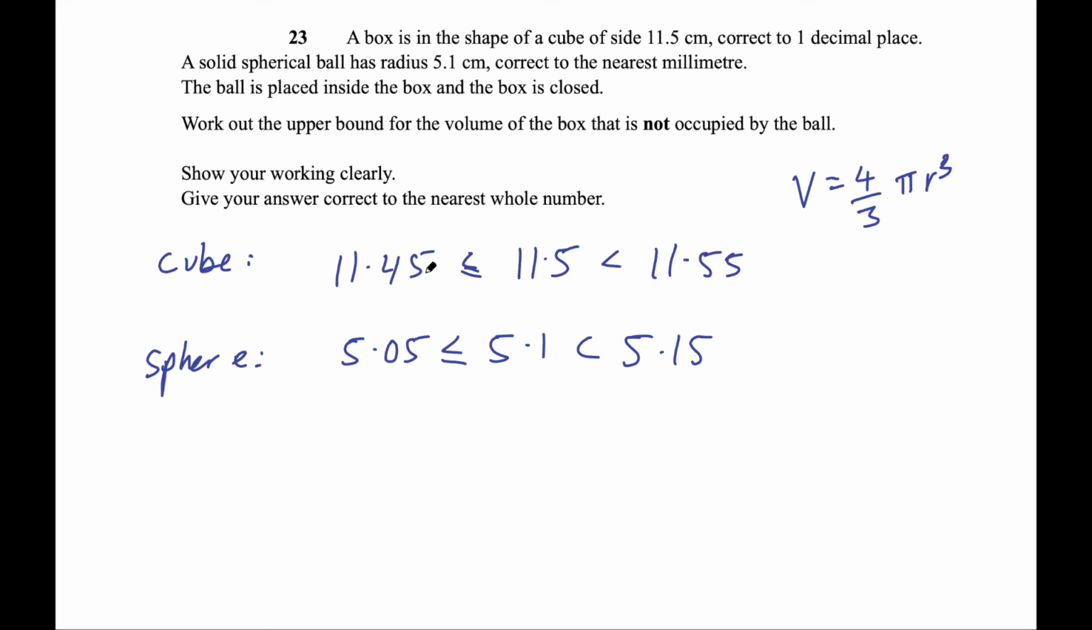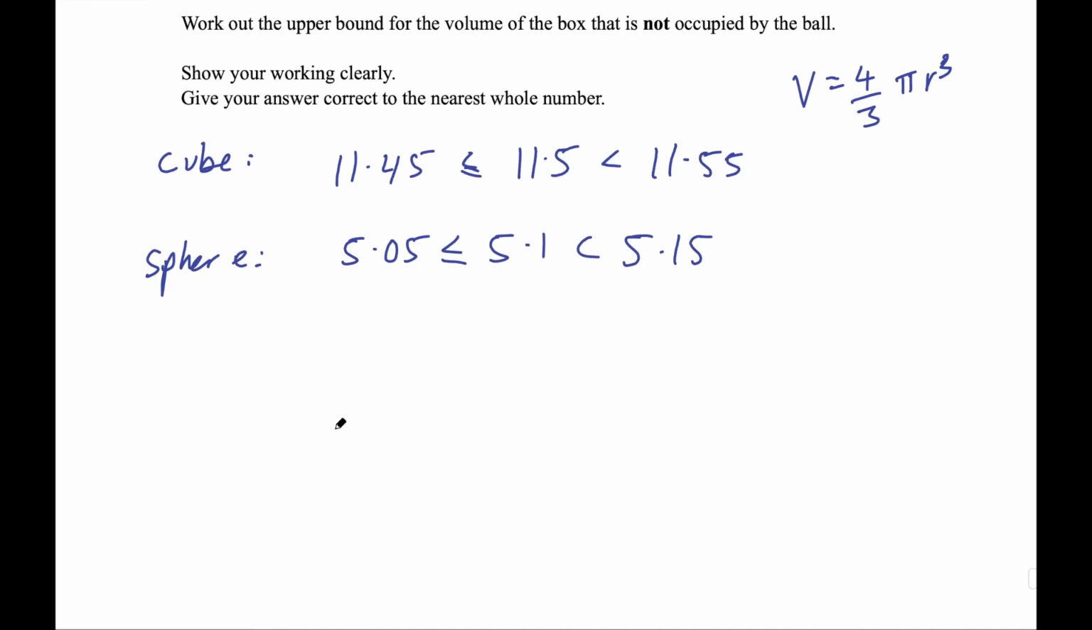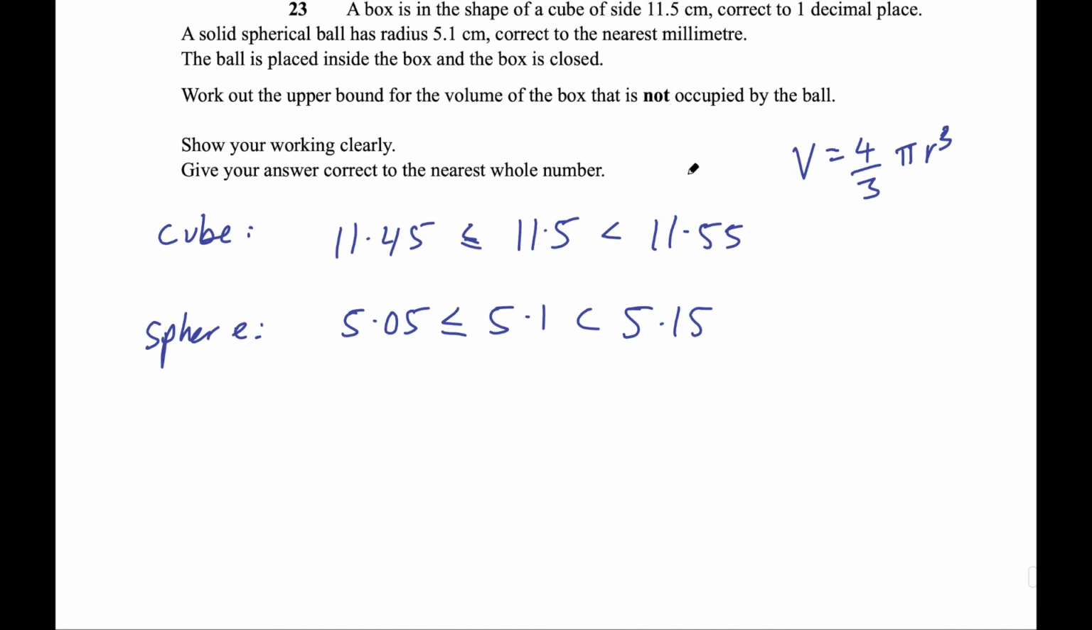Okay, I have the lower and upper bounds for the side length and the radius, and now I can work out the upper bound for the volume of the box not occupied by the ball. By the way, how are we working that out? We do the volume of the cube subtract the volume of the sphere. So how are we getting the upper bound? Well, it's going to be the largest possible volume for the cube, subtract the smallest possible volume for the sphere. That would give us the upper bound of the volume that is not occupied by the ball.